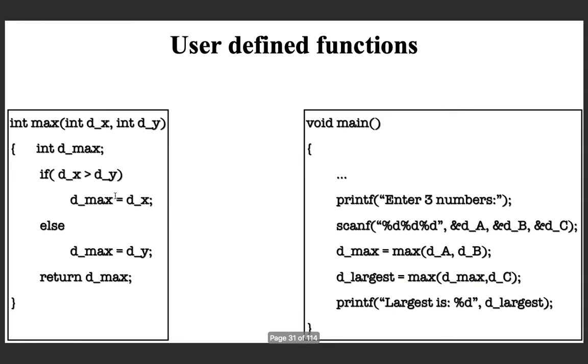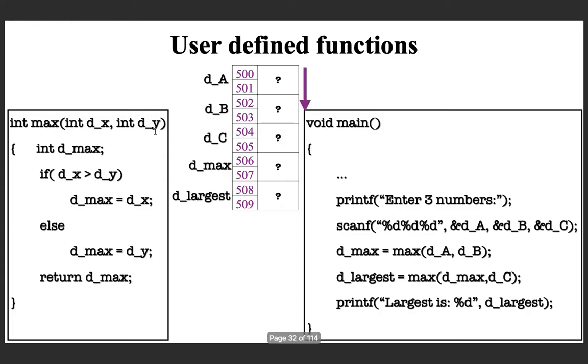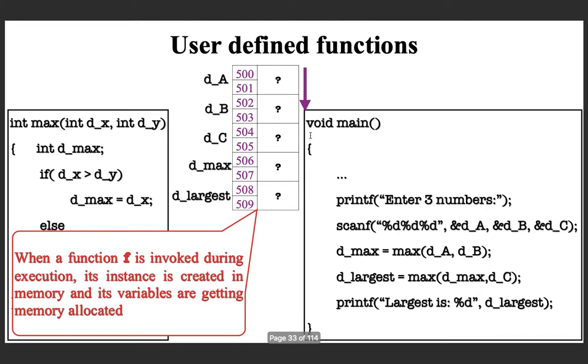So I assume that I am defining a user-defined function max to find the maximum of two decimal integers. Now suppose you execute this program. So this shows, okay, I am just calling that main function.